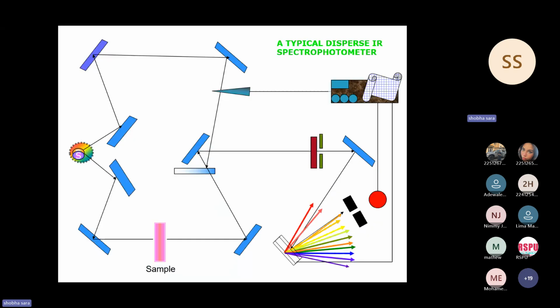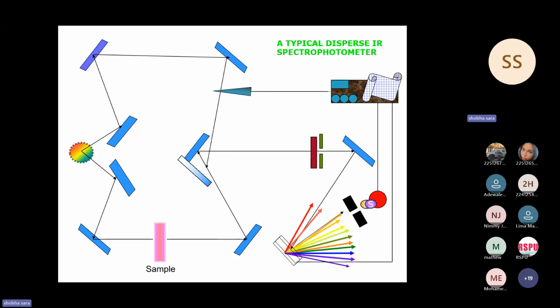I'll show you this. See, in dispersive, it is a double beam design. 2 equivalent beams from the same source are passing through the sample and the reference chamber as independent beams. And then they are alternately focused on the detector by use of an optical chopper. You can see a mirror to separate them, so one will be reaching the detector at a time.